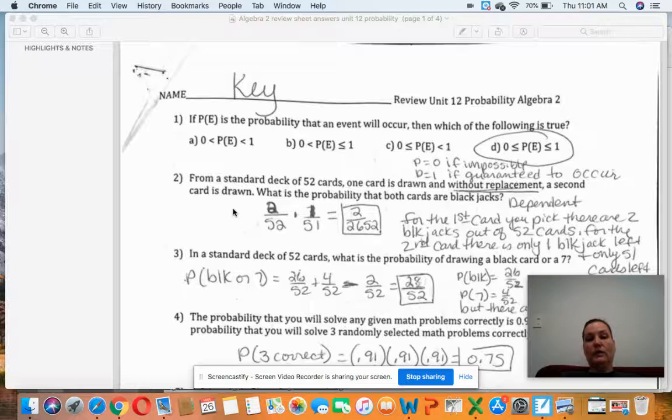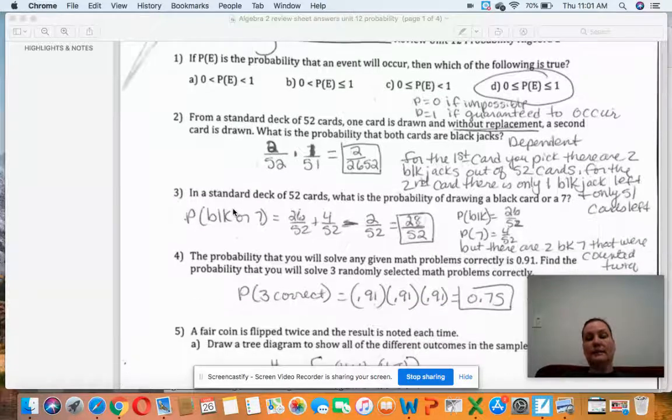All right, questions 2 and 3, I have some cards. A standard deck of cards has 52 cards in it. Half of them are red, half of them are black. I have 13 of each suit. This problem says one card is drawn and, without replacement, meaning I'm not going to put it back into the deck, a second card is drawn. What's the probability that both cards are black jacks?